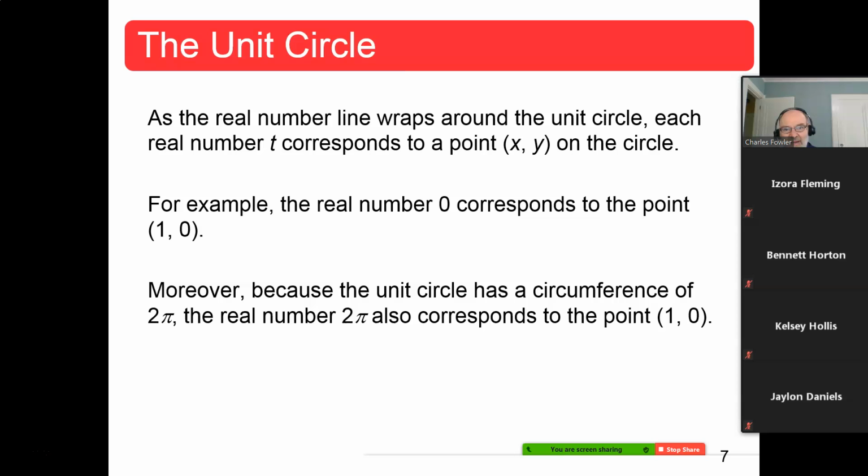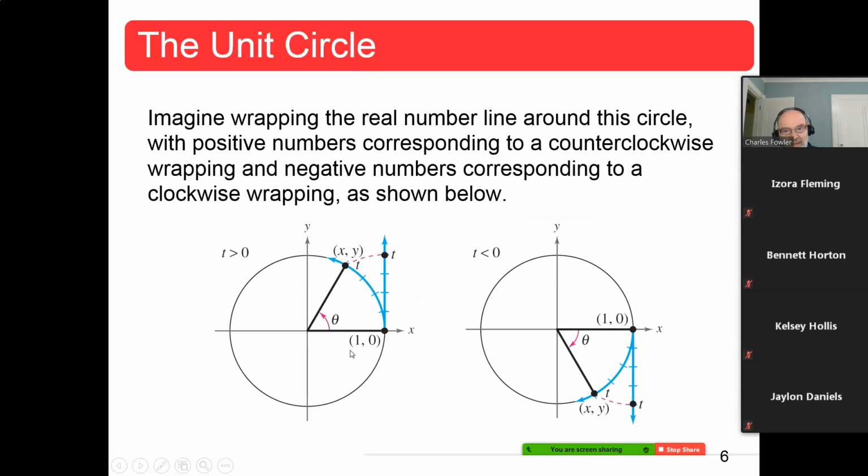Okay? Now, moreover, because the unit circle has a circumference of 2 pi, right? 2 pi r, but r is 1, unit circle. The real number 2 pi also corresponds to the point (1, 0). Okay, because what if you went from here all the way here? That would be 1, 2, 3, pi, 4, 5, 6, 6.28 would be 2 pi. That would also correspond to this point, (1, 0).